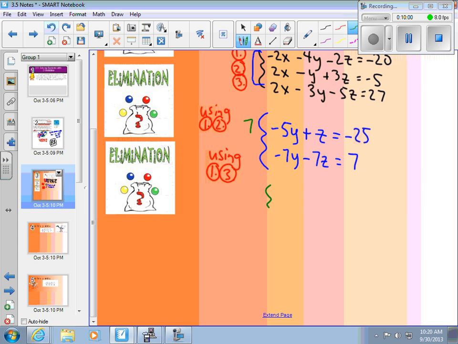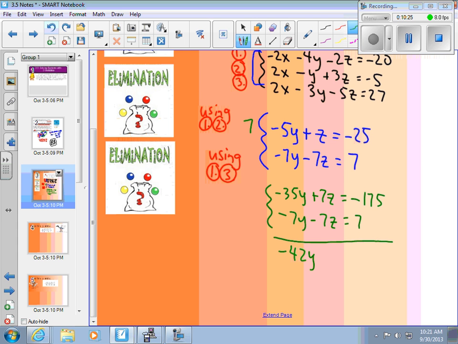So let's multiply the top equation by 7. We get negative 35y plus 7z equals 7 times negative 25 would be negative 175. Our second equation, we're just going to leave that alone because we should see our z's cancel out now when we add this together. So adding these two equations together, we get negative 42y. Z's cancel. Adding this together, you get negative 168. Divide by negative 42, and we find out that y is going to end up equaling 4.